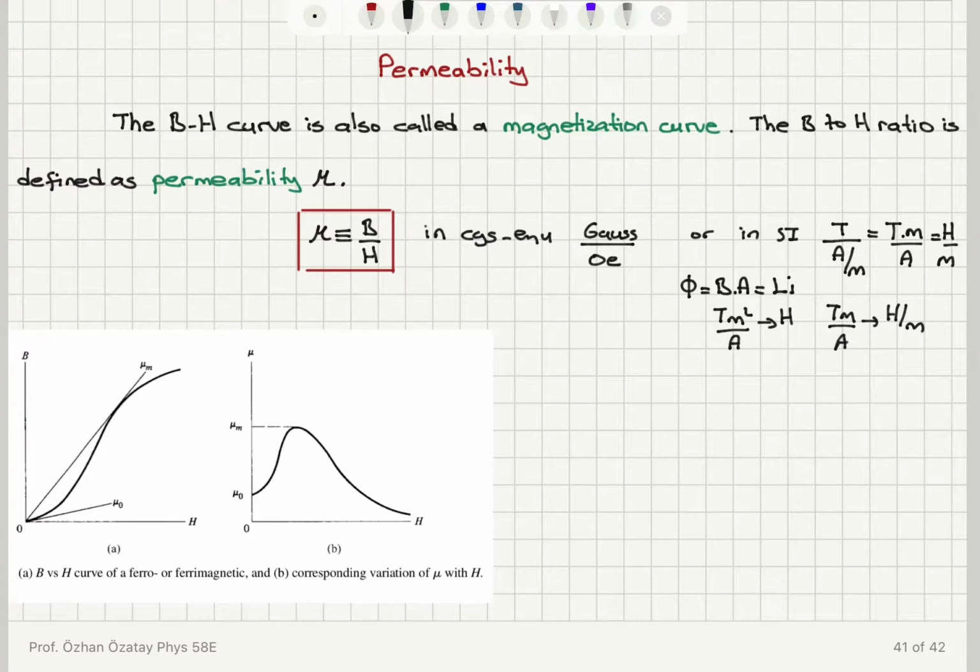Now, what does it do for us? Well, it's basically measuring how permeable the material is to the magnetic flux. So that's the physical meaning. It's a measure of how permeable the material is to the magnetic flux.